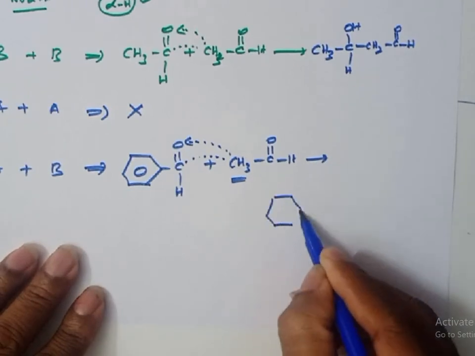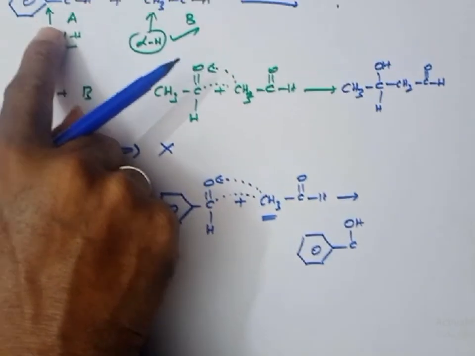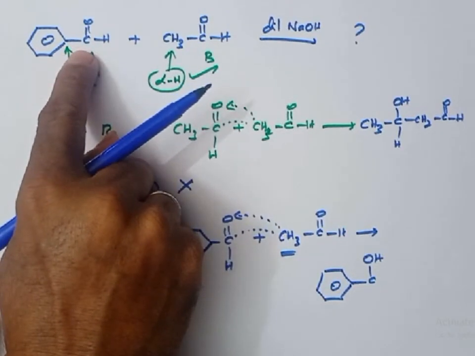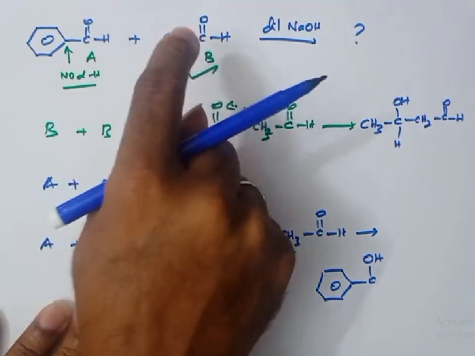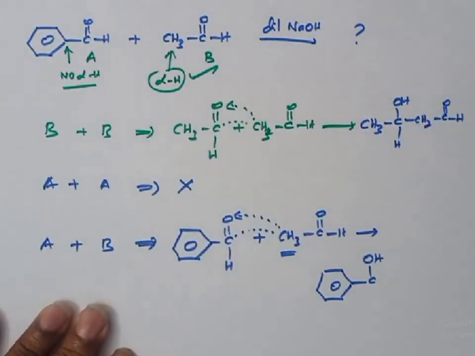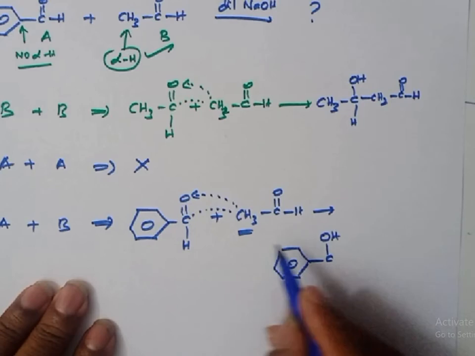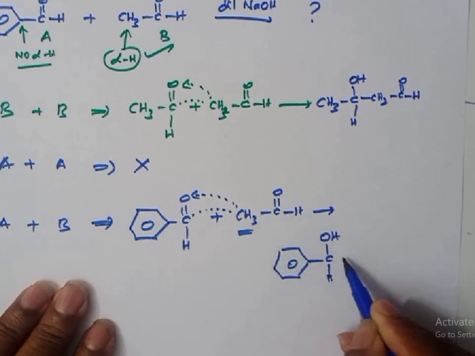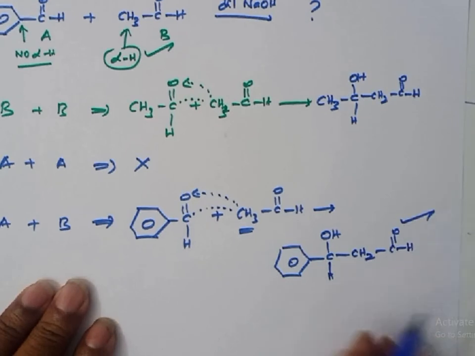Students, observe carefully. This is very, very important. Even if there is no alpha hydrogen in an aldehyde or ketone, if the other compound has alpha hydrogen, the cross aldol reaction will take place. This is cross aldol, and what we get is this product. This reaction will happen.